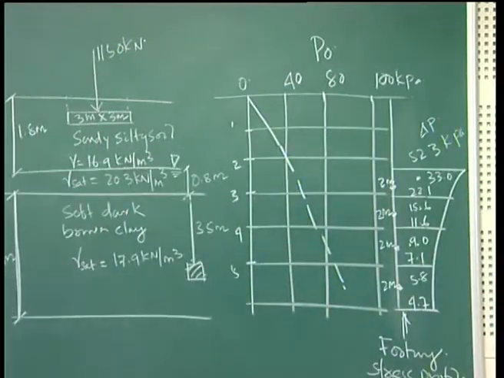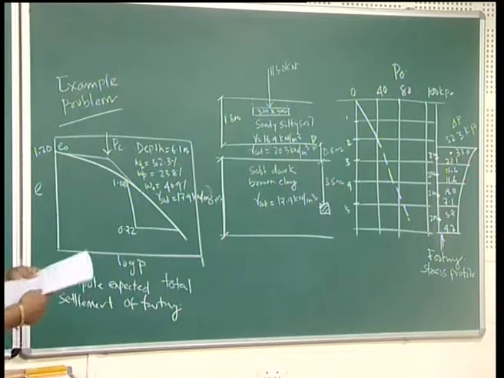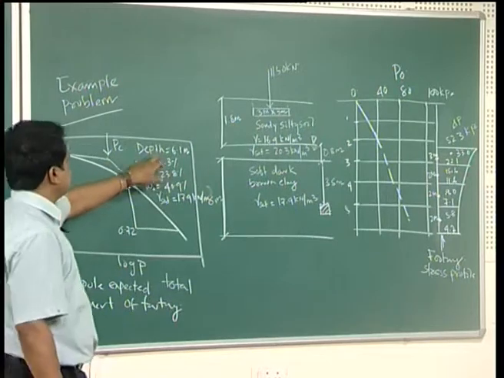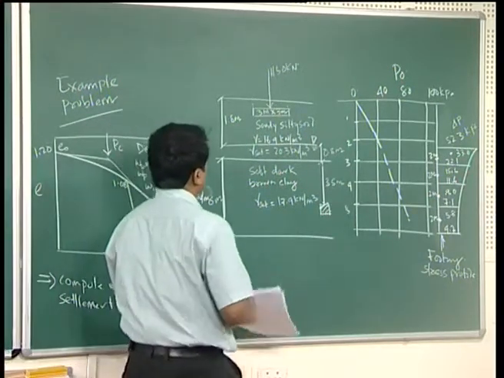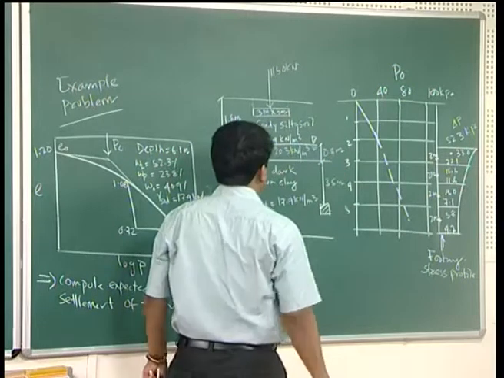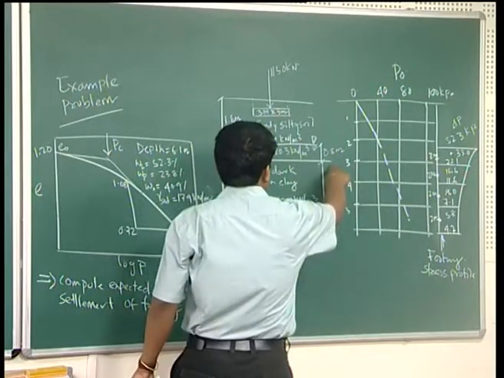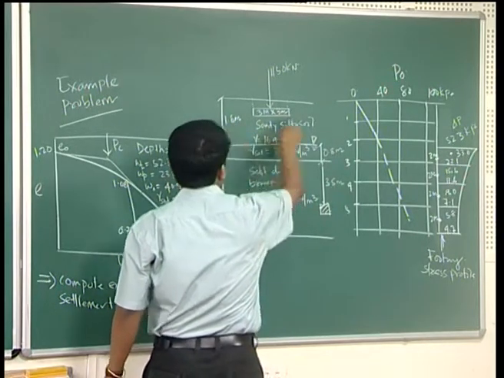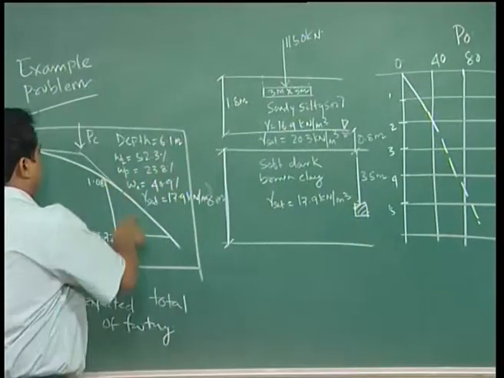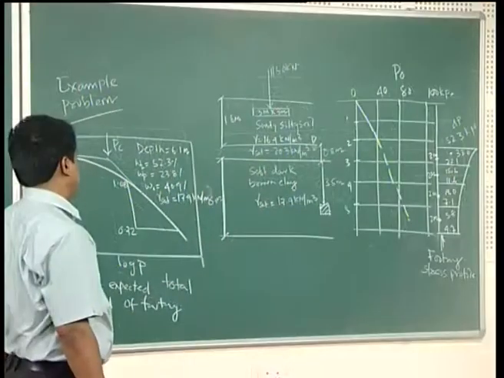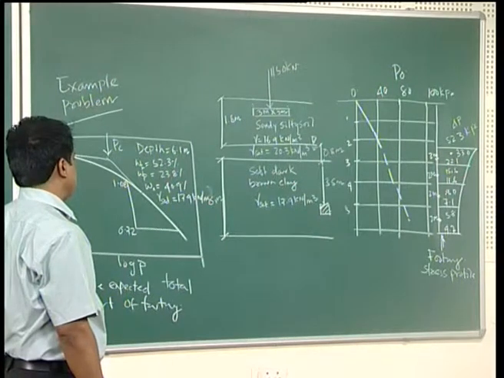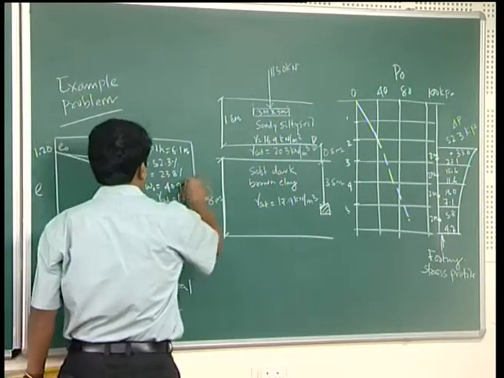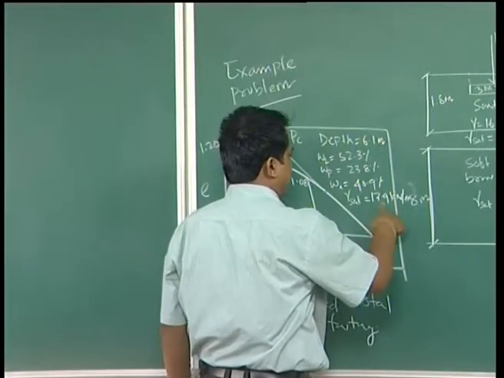Also the consolidation graph is given. With this consolidation graph E0 got it 1.20, PC also got it and for depth 6.1. How come depth has come 6.1? 3.5 plus 0.8, 4.3 plus 1.8, so it will be 6.1, from here to here is 6.1. Liquid limit is 52.3, plasticity index is 23.8 and natural moisture content is 40.9% and gamma saturated is 17.9 kilonewton per meter cube.